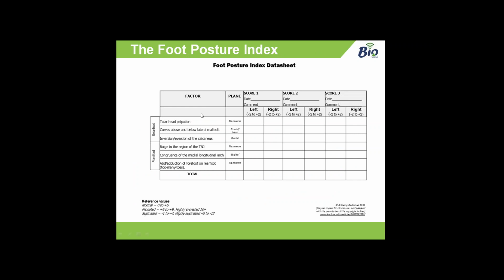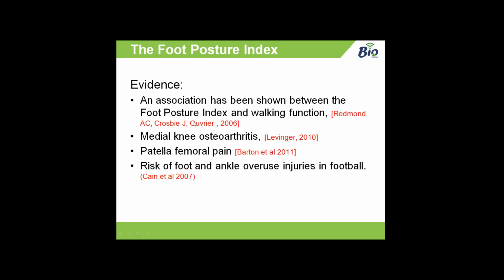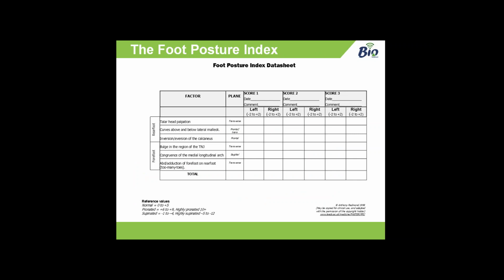So if we look at the observations on there, we have talar head palpation, curves above and below the lateral malleolus, inversion and eversion of the calcaneus, bulging of the talonavicular joint, congruence of the medial longitudinal arch, adduction and abduction of the forefoot to the rear foot. Now, one of the good things about assessing the foot this way is that it makes you look at all the things in the different planes. So the frontal plane, sagittal plane, and transverse plane, and it gives you that down the side so you can see what you're looking at.